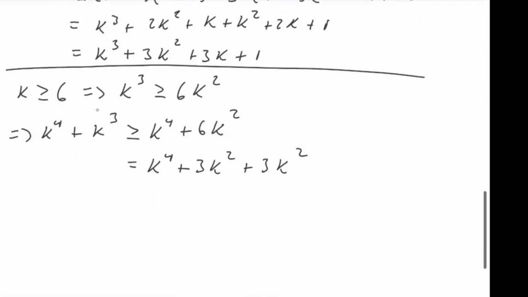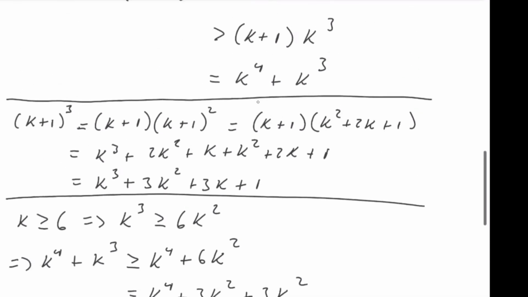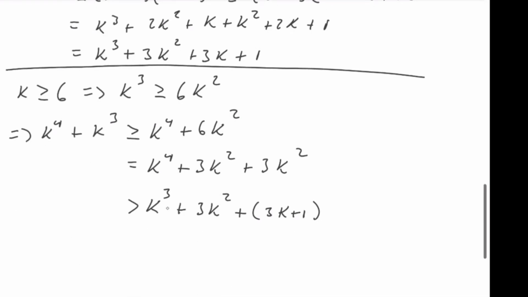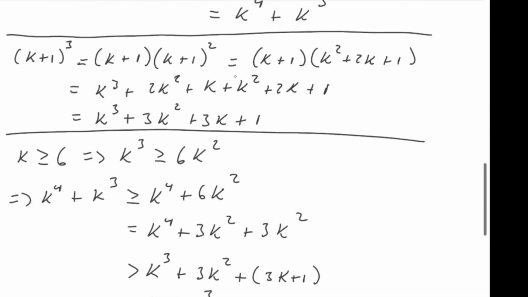Well, clearly, k to the 4th for k bigger than or equal to 6 is bigger than k cubed. So this is bigger than k cubed plus 3k squared. And we know 3k squared is going to be bigger than 3k plus 1 for k greater than or equal to 6, right? Because we can just do 6 squared times 3, which is definitely bigger than 3 times 6 plus 1. So we've shown that k to the fourth plus k cubed is in fact bigger than k cubed plus 3k squared plus 3k plus 1, and that is equal to k plus 1 cubed, right? Because we did that earlier.